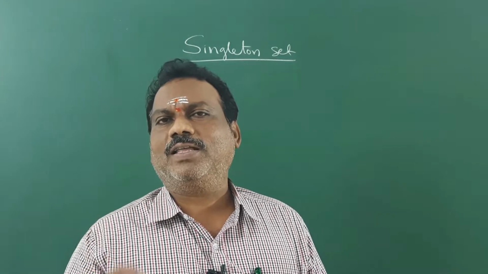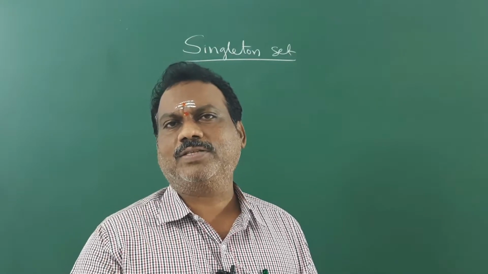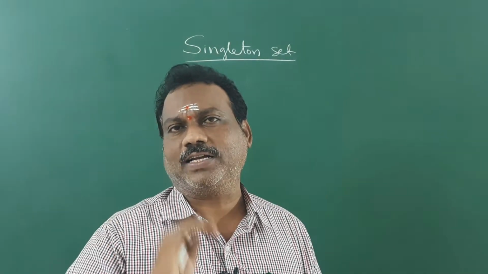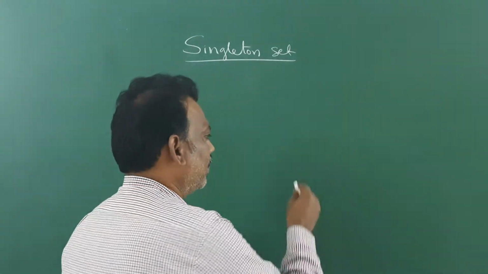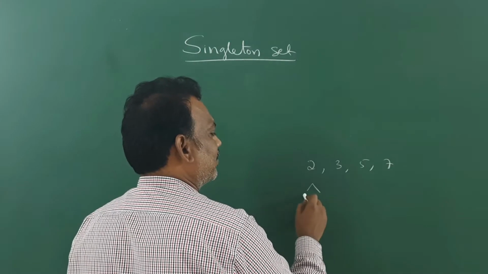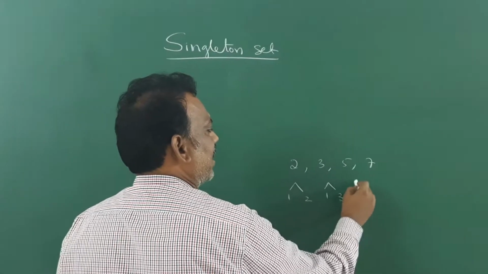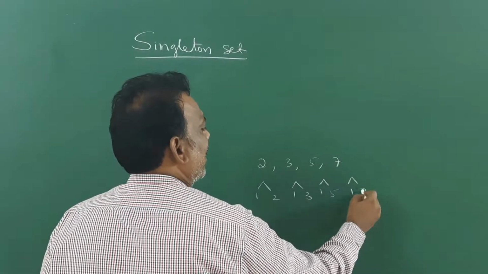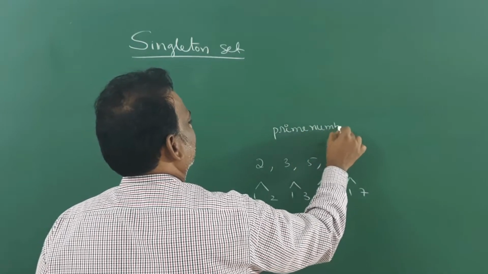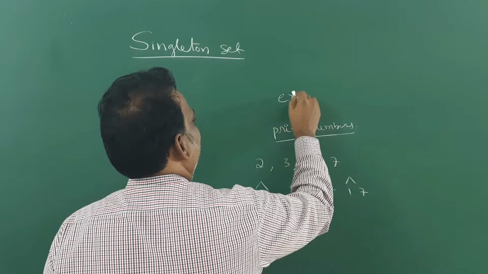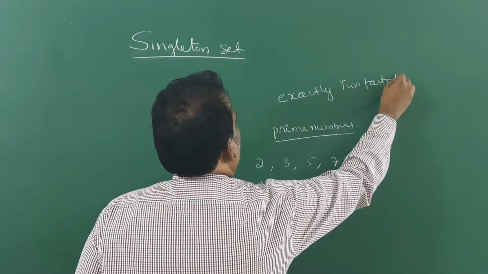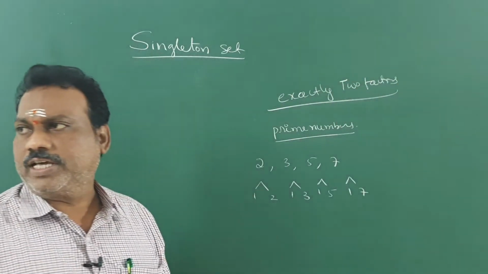You know very well, the numbers are divided into two types: prime numbers and composite numbers. What are prime numbers? A number which has exactly two factors. For example, 2, 3, 5, 7. These all have exactly two factors: 1 and itself. These are called prime numbers. Correct, students? The numbers which have exactly two factors are called prime numbers.